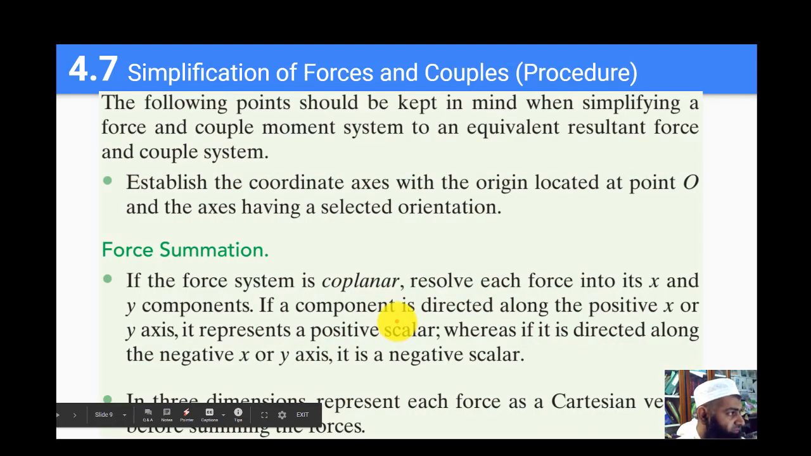And so, a few simplification tools: whenever we are summing up forces and we have coplanar forces, it is best to resolve each of the forces into its x and y components, and then we add them separately. And whenever we are dealing with forces in 3 dimensions, we write all of these forces in their Cartesian vector forms and we sum them up.